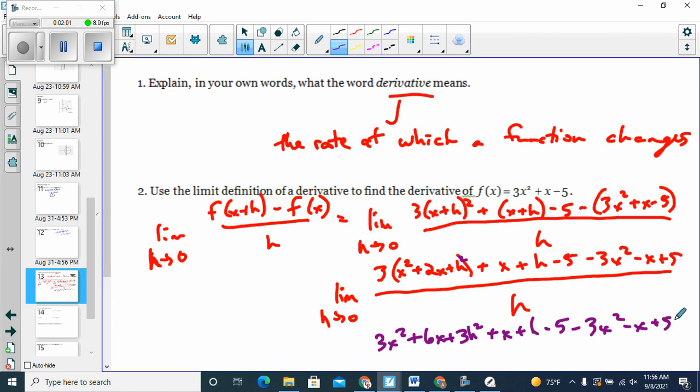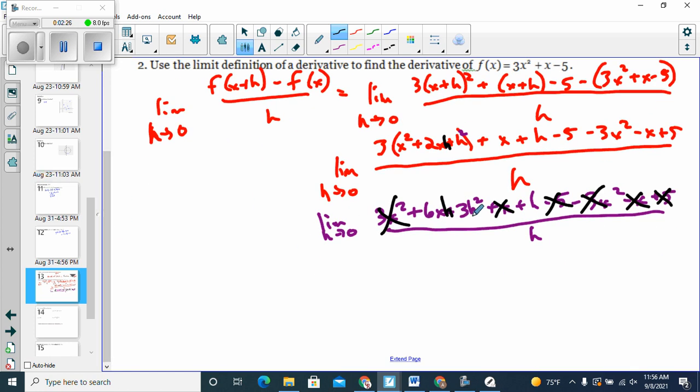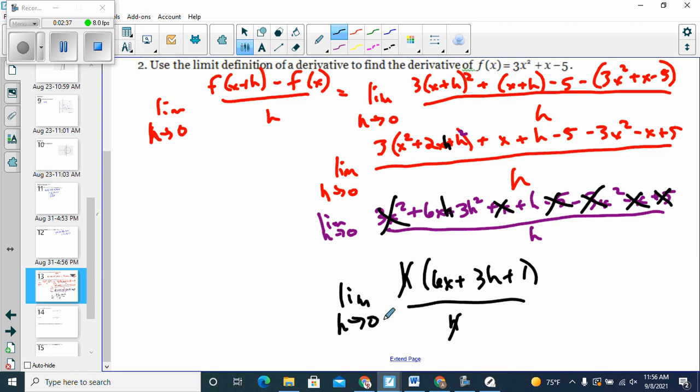Lots of things should cancel out. 3x squared minus 3x squared, negative 5 plus 5, negative x plus x. Goodness gracious. This should be 2xh. Factor an h out. And plug in 0 for your h, 6x plus 1.